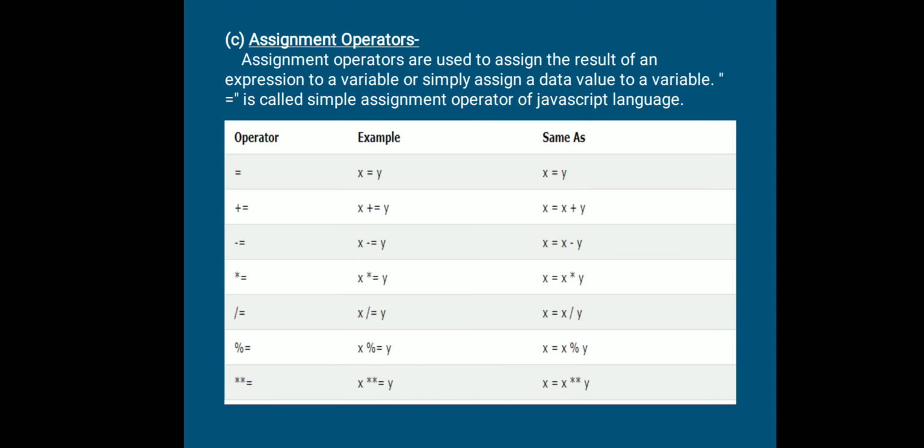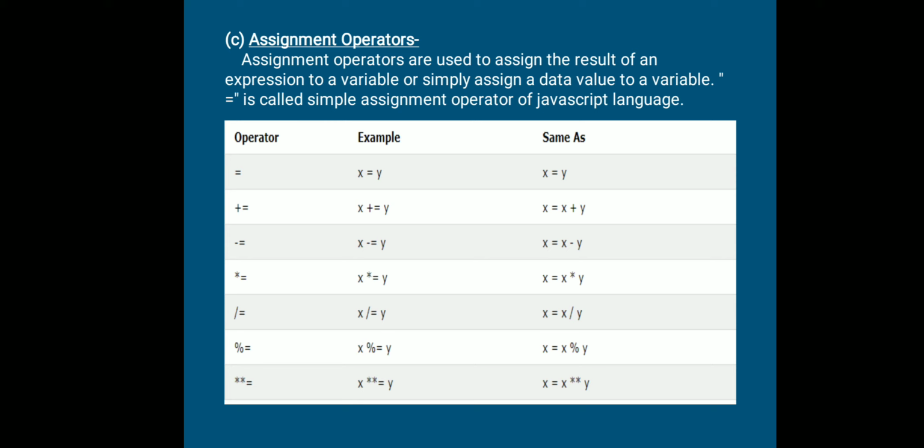Now, assignment operators. All of you know equal to is an assignment operator. When I give a value, that value will be assigned to a variable. Now, here we'll see shorthand assignment operators. These shorthand assignment operators are used when we have the same variable on the left side and right side of the equal to. For example, you have seen plus equal to, minus equal to, into equal to, slash equal to, modular division equal to, and exponent equal to.